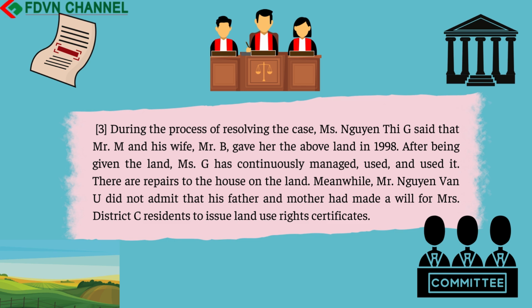After being given the land, Ms. G has continuously managed and used it, and there are repairs to the house on the land. Meanwhile, Mr. Nguyen Van U did not admit that his father and mother had made a will for Mrs. G, and he requested the People's Committee of District C to issue the land use rights certificate.